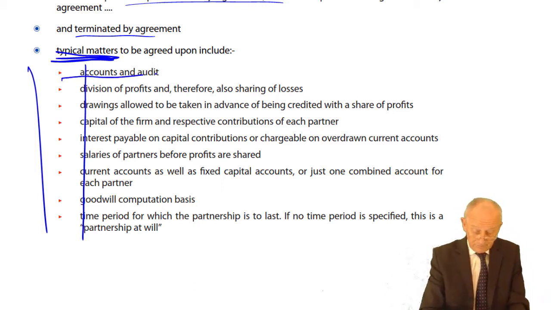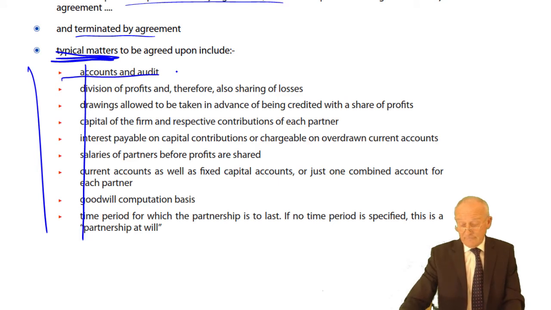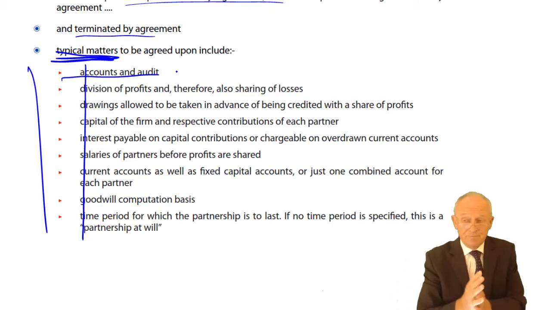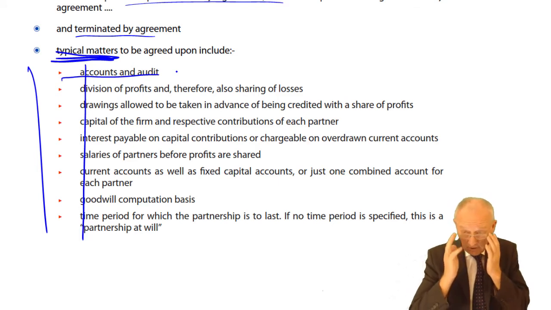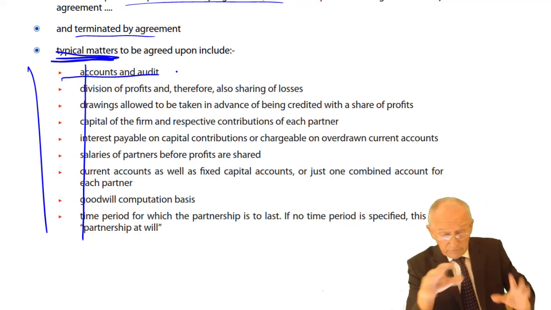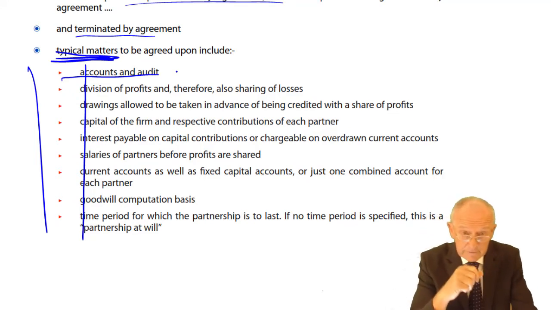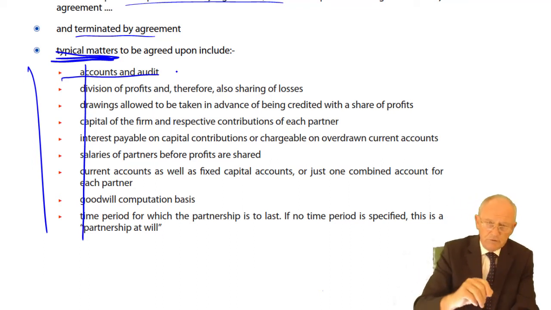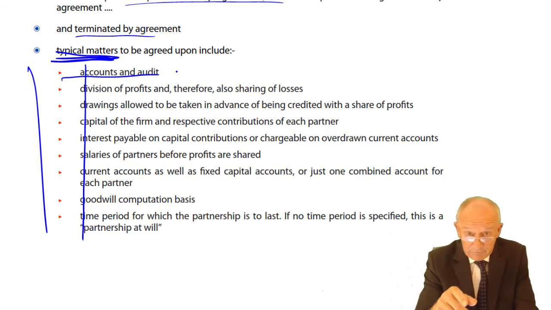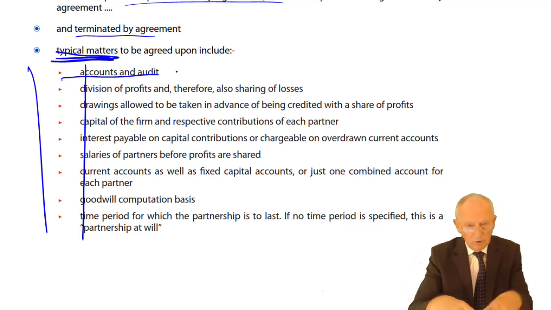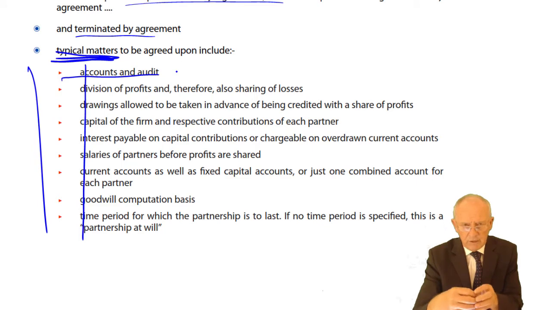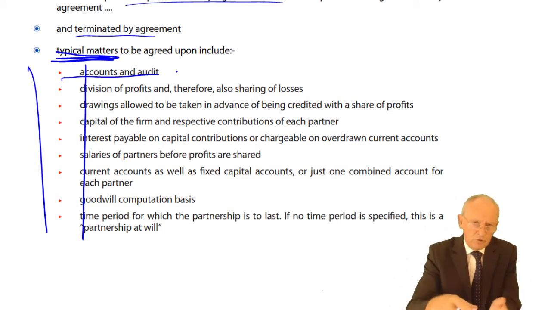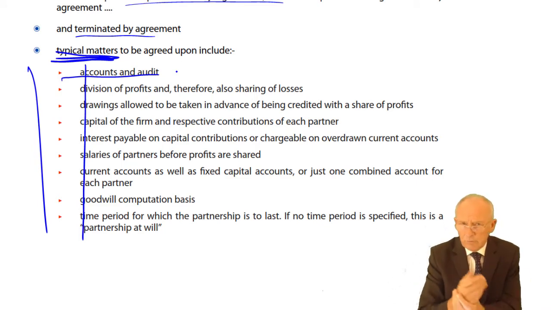Accounts and audit. If we're in a partnership, and you're not doing anything, we've agreed that you're not doing anything and that I'm doing everything, I'm doing all the work, I provide all the capital, and at the end of the day, we share the profits. This is what happened with me and my former wife. We were in a partnership, not in writing, we were both accountants. And she was bringing up children. But while she was bringing up children, we were wasting her personal tax allowance.